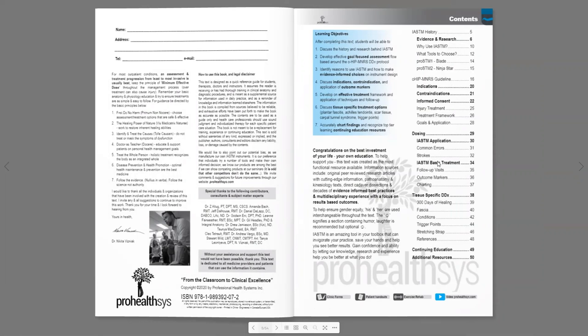Then we talk specifically about dosing, common errors and strokes, and moving into follow-up visits, outcome markers, and even how do you keep your patient charts correct when you're doing this. And then, of course, tissue and all of our other healing examples that we go through here as well. And then continuing education and alternate resources, additional resources you can use.